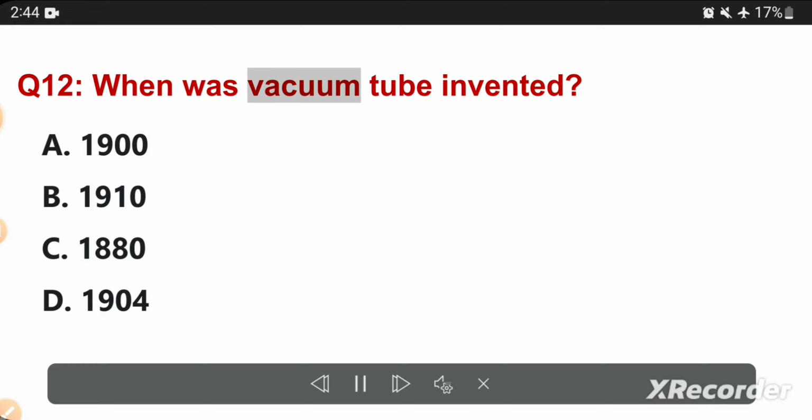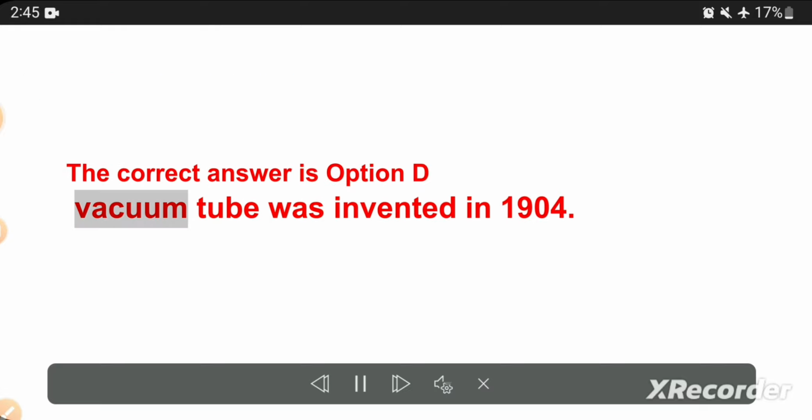Q12. When was vacuum tube invented? 1900, 1910, 1880, 1904. The correct answer is option D. Vacuum tube was invented in 1904.